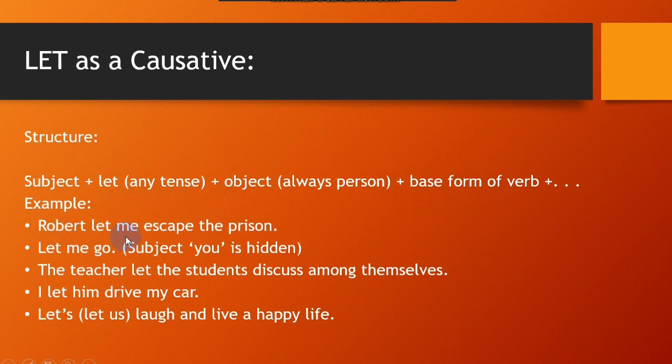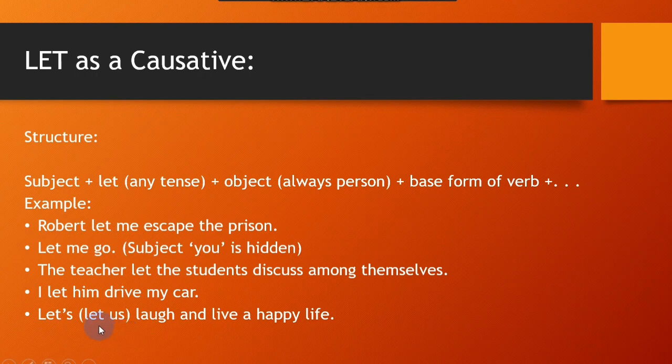Robert let me escape the prison. Simple as that. Let me go. Here the subject you is hidden a little bit. And the teacher let the students discuss among themselves. Here it is not discussed, because that would be wrong. With let we always get the zero infinitive, that is without to, the base form, the first form. I'll let him drive my car, or he lets me ride his bike. Both are correct.